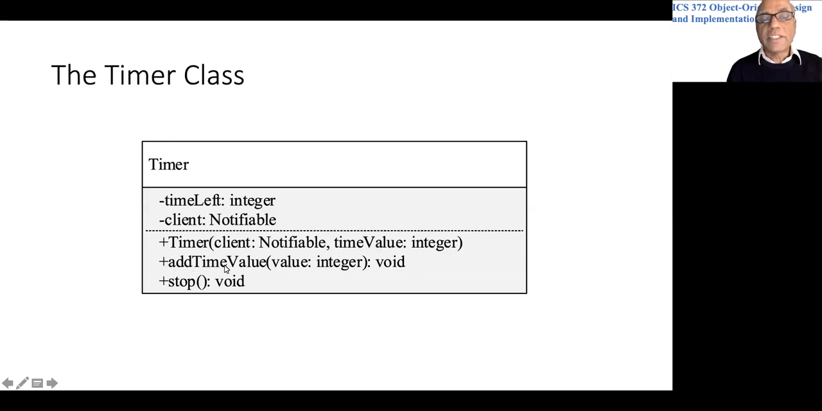You could have something like add a time value so that we can add to the timer whatever value we want. For example, we might want to add 60 seconds. User of the microwave presses the cook button, and we can stop the timer. The timer internally keeps track of how much time is left, and who the client is.